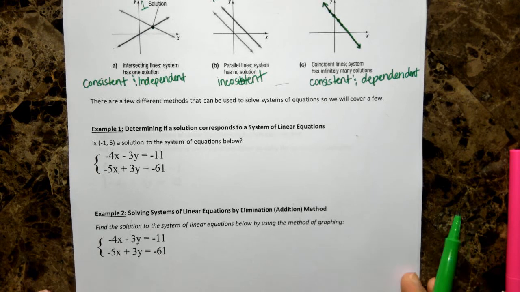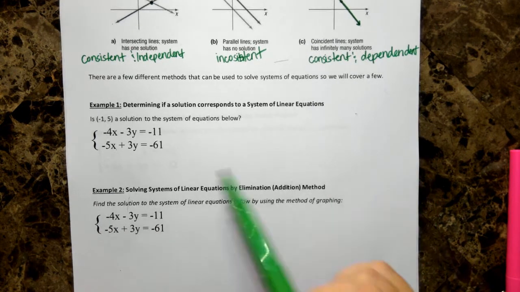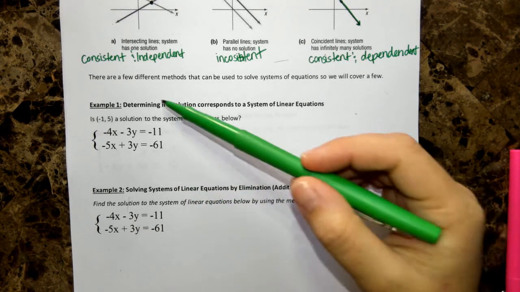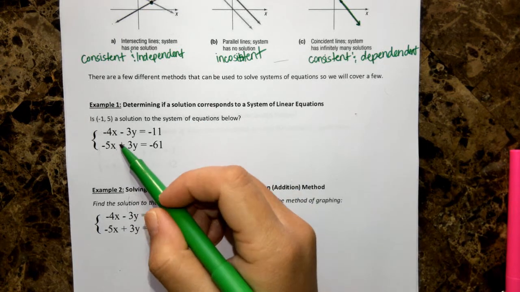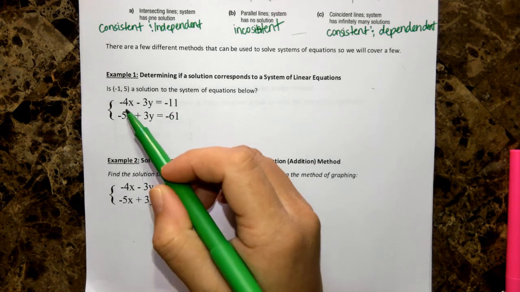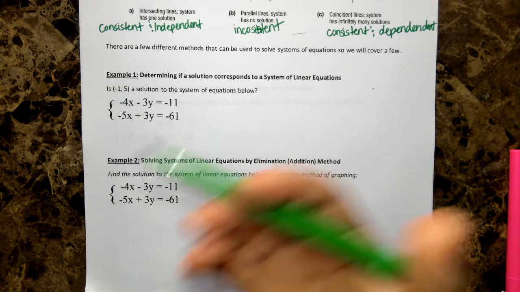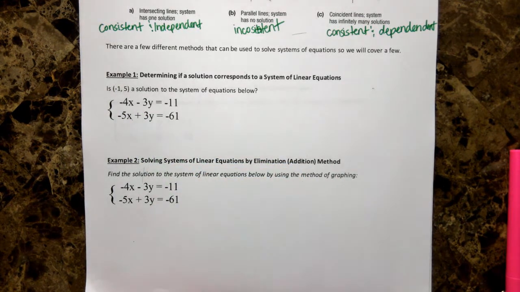But before we do an actual example of solving systems, let's do an example of how to determine whether a solution corresponds to a system of equations. So we're given a system of linear equations, meaning we have two different equations. Both have x's and y's. We don't know what the value of x and y is. That's the goal of systems: you want to know what the value of x and y is for these equations.